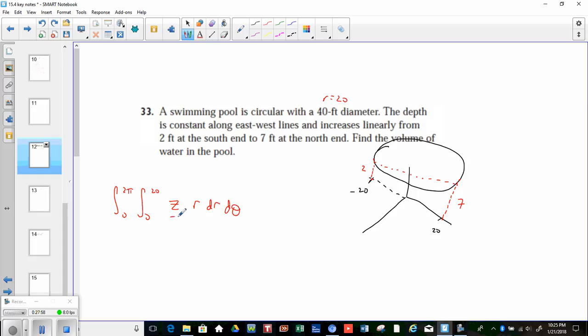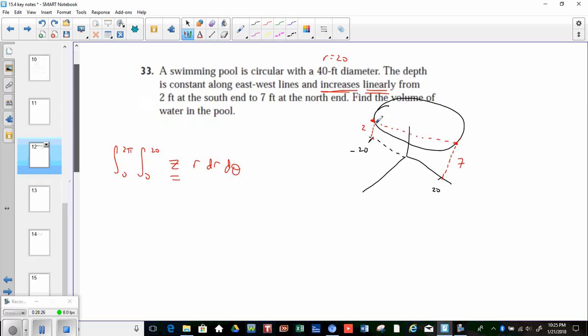Well, the biggest thing is, what is z? Well, we can get that from the fact that this says the constant along the east-west line, so that this way it doesn't change, but it increases linearly from the south from 2 up to 7. Well, this gives us a slope of a line. And then from here we can use either this point or this point to write the equation of the line, and that'll give us our z value.